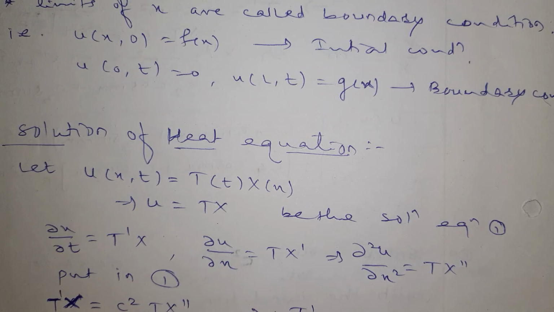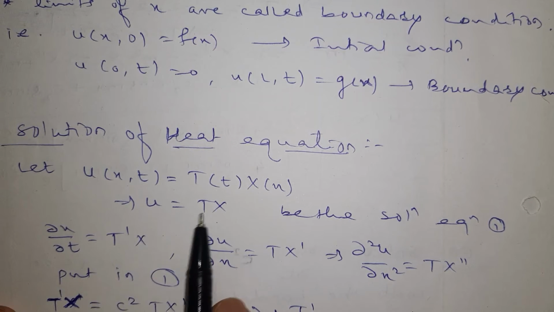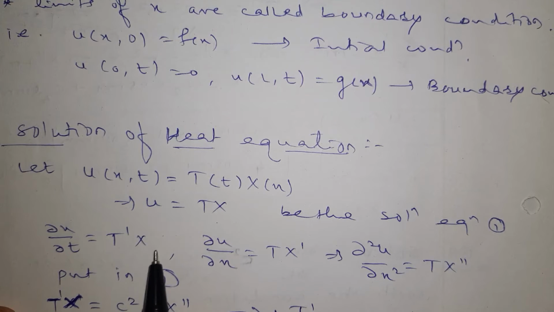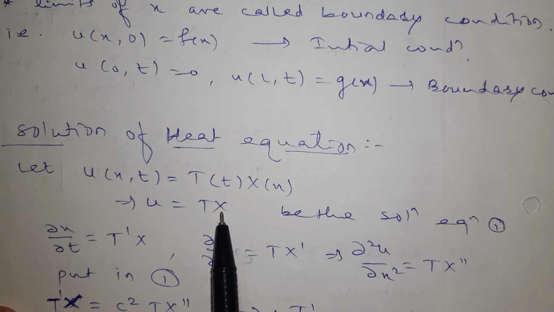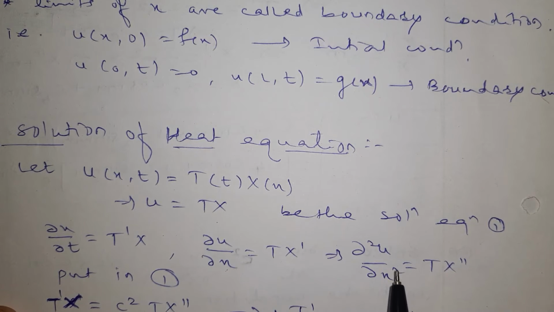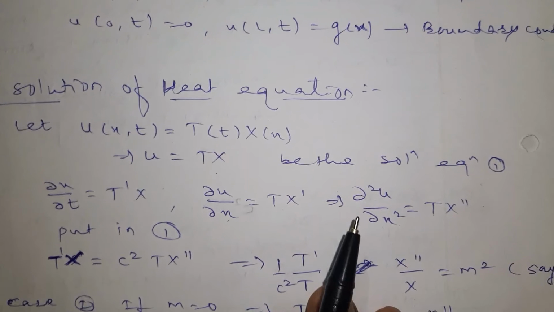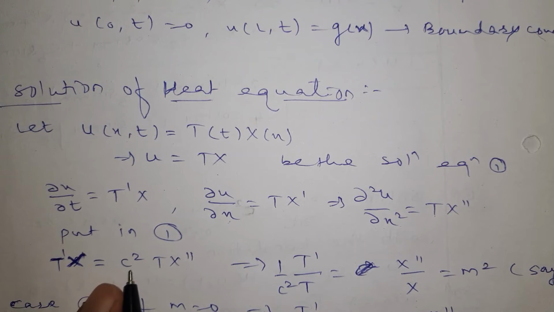Now, to put this value in our first equation, I require two derivatives. So find the derivatives. ∂u/∂t is T', X is a function of x so it remains as it is. Then ∂u/∂x: T remains as it is, X is a function of x, so X'. But I need the double derivative. So ∂²u/∂x²: T remains as it is, X''. Understood this term? Now put these values in your given equation. Our given equation becomes T'X = c² T X''.